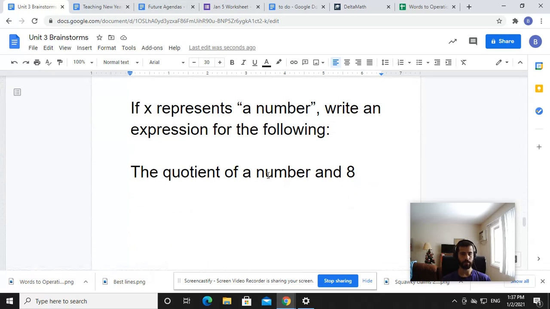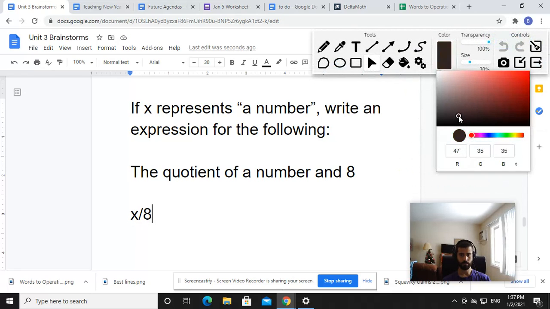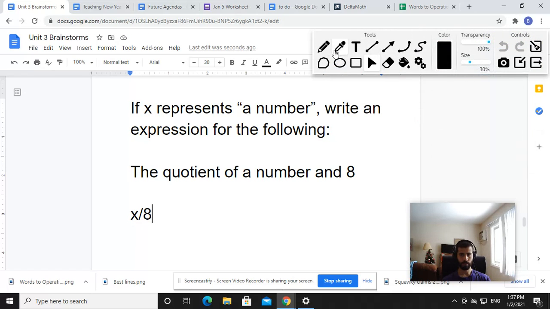It's an abbreviation. If x represents the same premise, the quotient of a number and 8. So if you look at the sheet, you will see quotient is involved in division. So we have a number divided by 8. You could also write it like this. And it's x divided by 8.